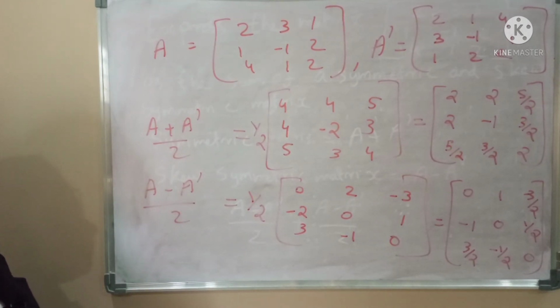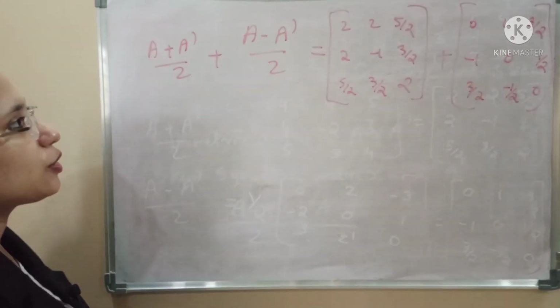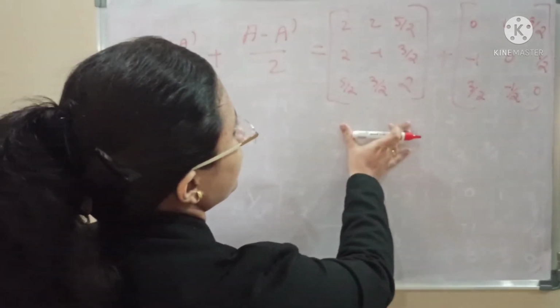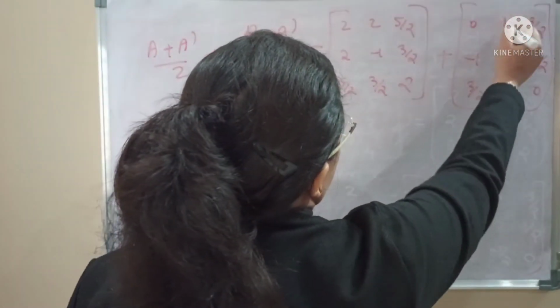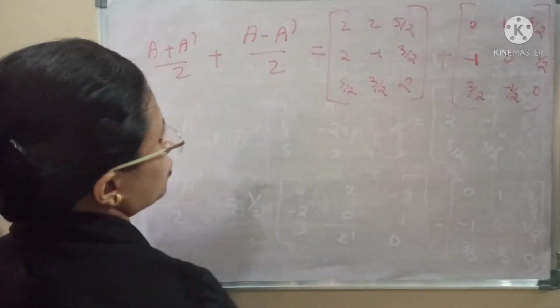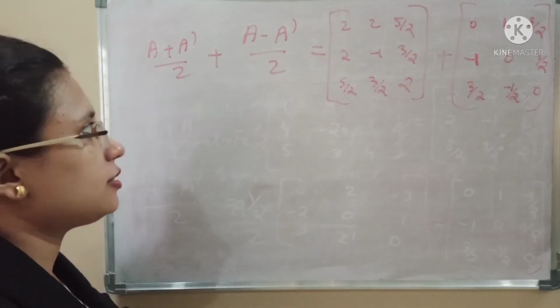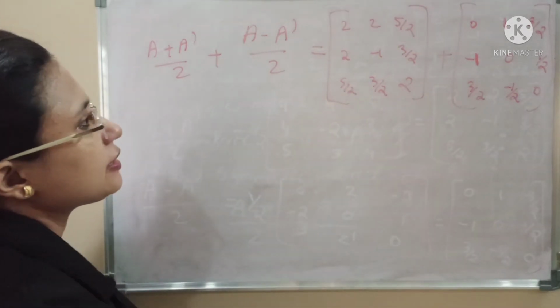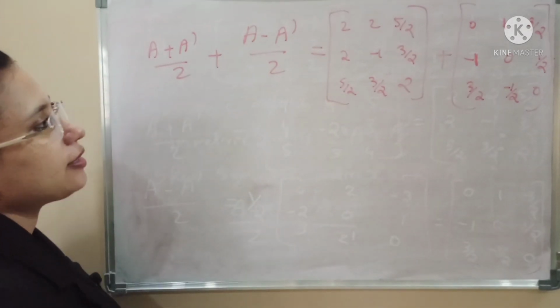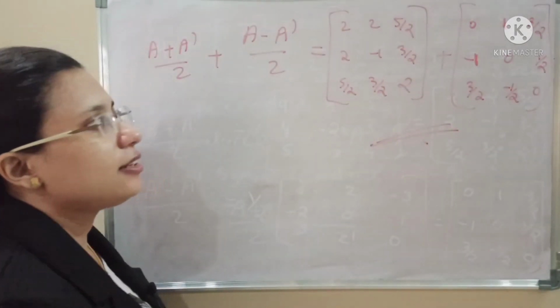Now we will represent it as the sum of both. When we represent as the sum of symmetric and skew symmetric matrix, it will be this one. Okay, so adding these two, we just need to represent. No need to add and find out the final answer, just represent it as the sum of both symmetric and skew symmetric matrix. So this will be our final answer.